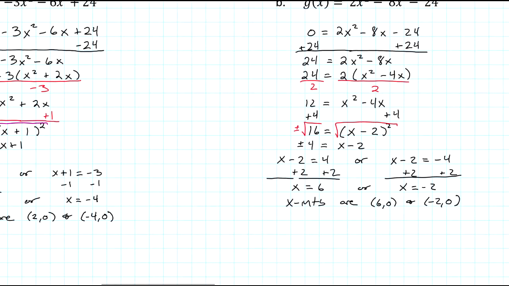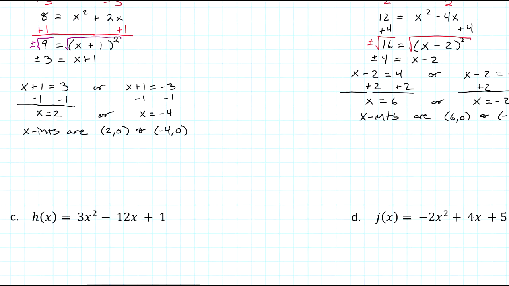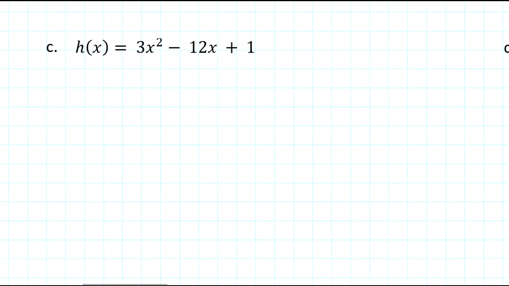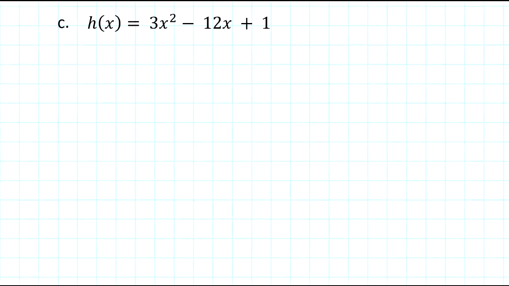All right, let's move on to the next set where we're going to stop getting our nice whole number answer. Just tedious, a little less simple. We have h of x equals 3x squared minus 12x plus 1. We set the output to 0. 0 equals 3x squared minus 12x plus 1.